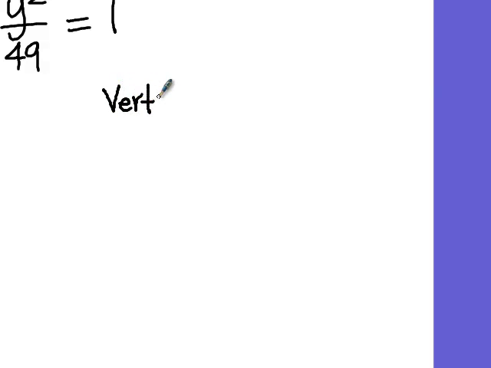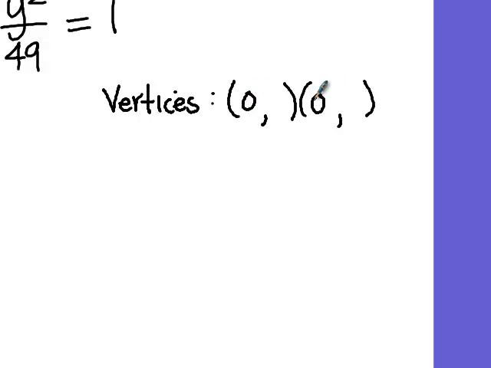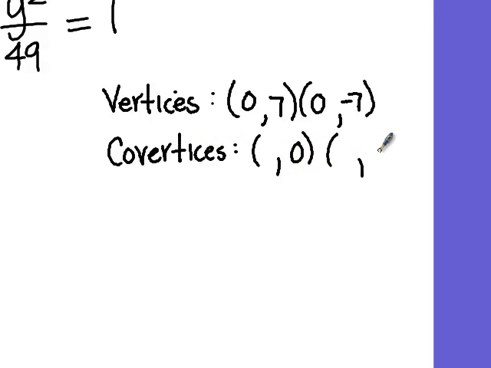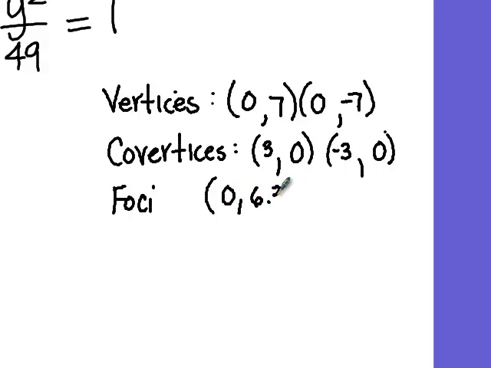Okay, we're going to do the same thing. We're going to write out the vertices points. Now, because this is vertical, it no longer has the a first. It has a 0 first, and then the a. The co-vertices are the opposite. It'll have the number and then 0. And co-vertices are the b, so we have 3 and -3. And the foci is the same as the vertices, so 0, 6.3, and 0, -6.3.